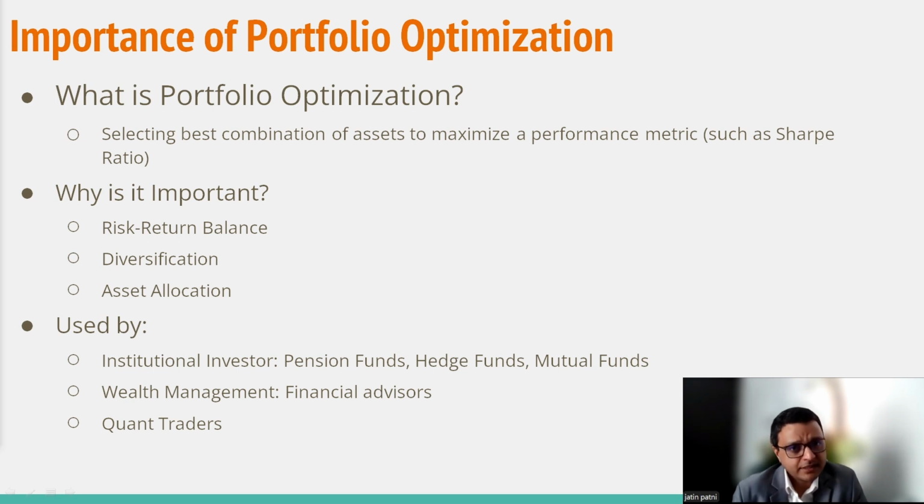So why is this important? It ensures a risk-return balance. It ensures diversification, spreading investments across different assets, and it ensures efficient asset allocation so that the capital works smarter. Institutional investors like hedge funds and pension funds use it to meet their financial targets. Wealth managers use it to guide their clients towards their goals. Quant traders apply these advanced models to optimize portfolios in real time.